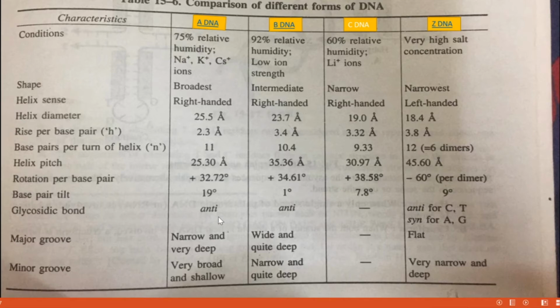Glycosidic bond orientation is anti for these two. For this type it's not mentioned, and for zDNA both types of conformation exist. Major groove is narrow and very deep for ADNA. It is wide and quite deep for BDNA. It's not mentioned for cDNA, but it's flat for zDNA, major groove. Minor groove with regard to ADNA is very broad and shallow. It is narrow and quite deep for BDNA. It's not mentioned for cDNA, but for zDNA, minor groove is narrow and deep.